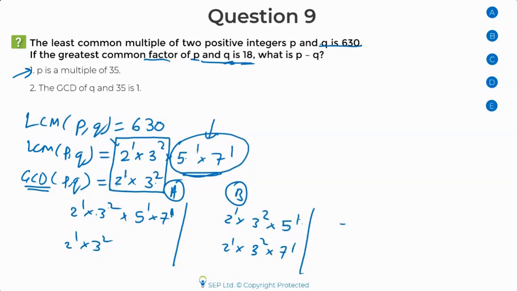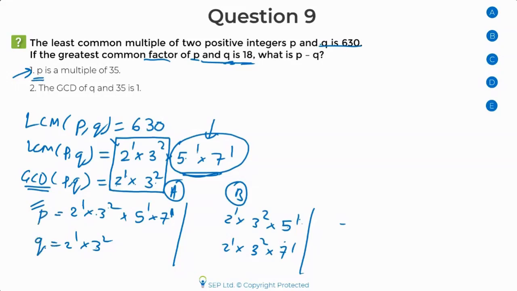B is not valid, right? Because out of these cases, none of them is a multiple of 35. So this has to be the only case possible. And they're telling me which variable is a multiple of 35. So I can say this is P, this is Q, and I can find P minus Q easily.